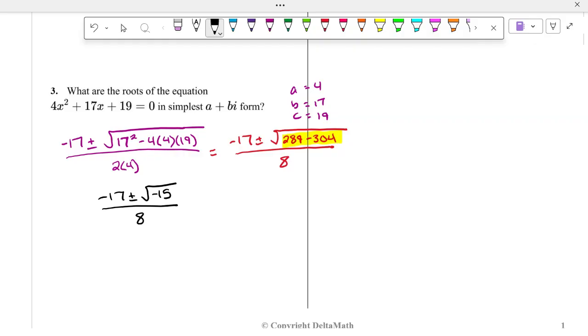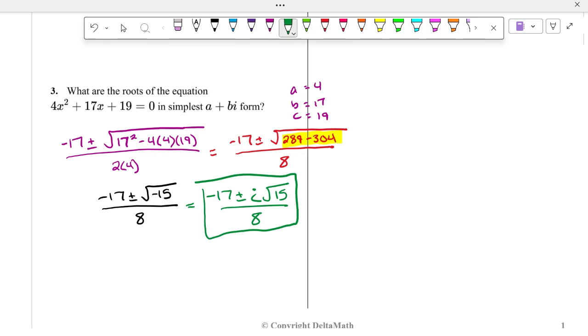So we have a negative under the radical. So what's our first step? Take that i out. So I have negative 17 plus or minus i square root 15 over 8. Now, square root 15, are there any perfect square factors in it? No, just 3 and 5. So since negative 17, i, and 8 have nothing factor-wise in common that we can simplify out, we're done. So that's our answer. And I would literally just leave it like that.